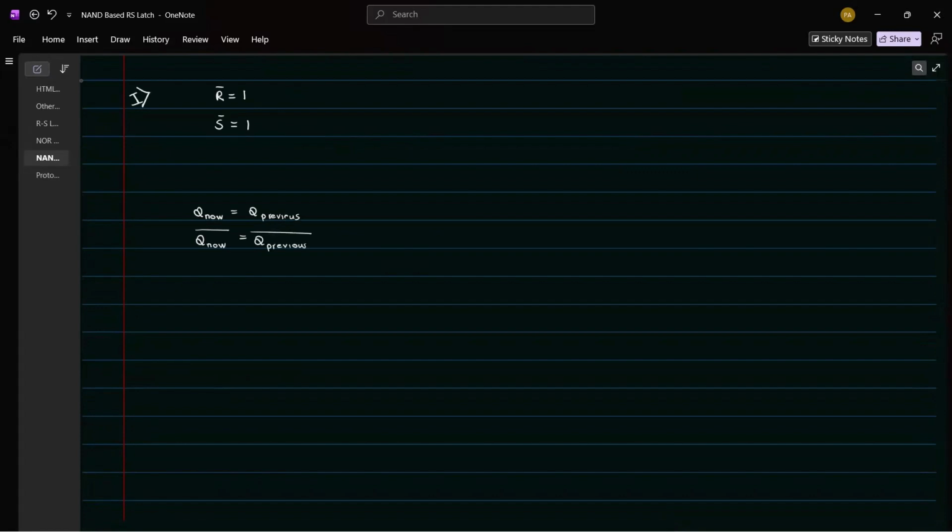Okay, so let's come up with the equation first. So we know Q now is equals to S bar into Q previous bar, whole thing bar. S bar is 1. So 1 into Q previous bar, whole thing bar. So that is Q previous double bar, so that is equals to Q previous.